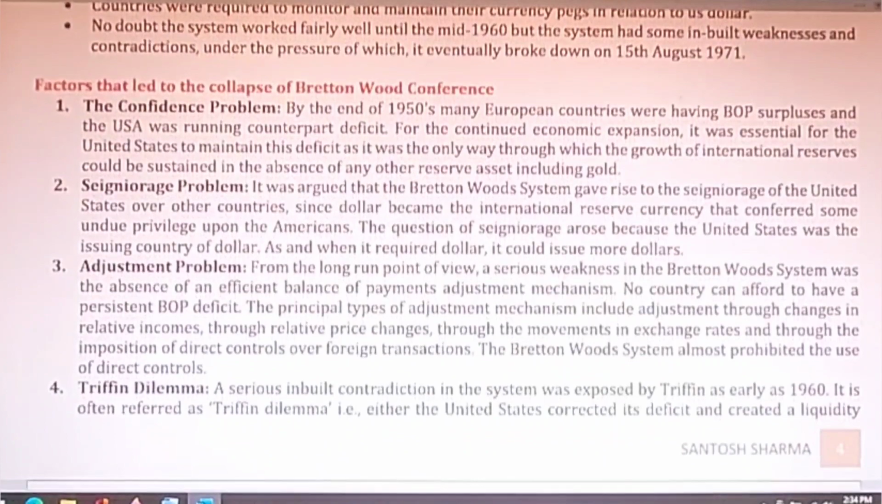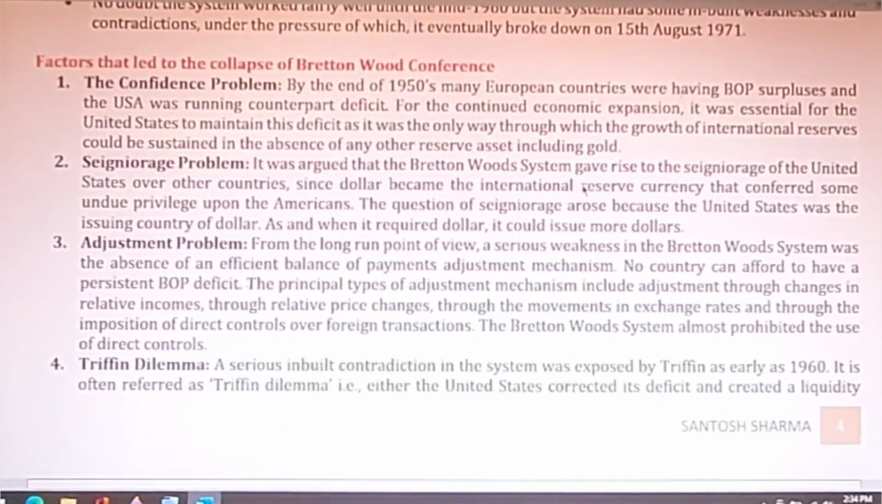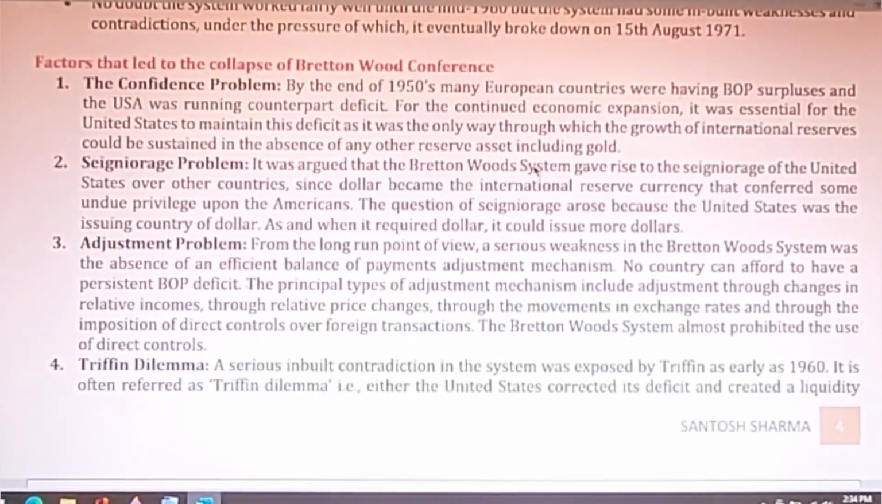And why did the Bretton Woods conference collapse? There are many reasons for this.